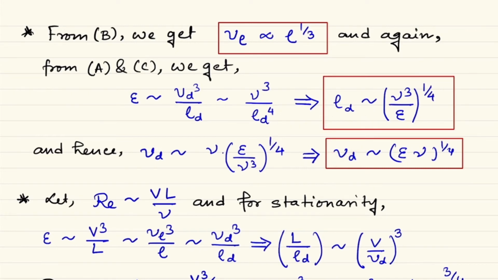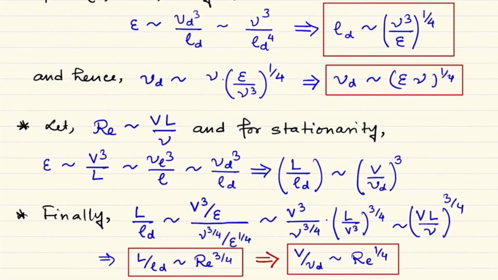So that is the estimation of the dissipative length scale, or the Kolmogorov scale, and the corresponding velocity in terms of the viscosity and the energy flux rate. Now if we define the macroscopic Reynolds number to be capital V times capital L by nu, and for stationarity, the energy injection rate should be equal to the energy cascade rate and equal to the energy dissipation rate.